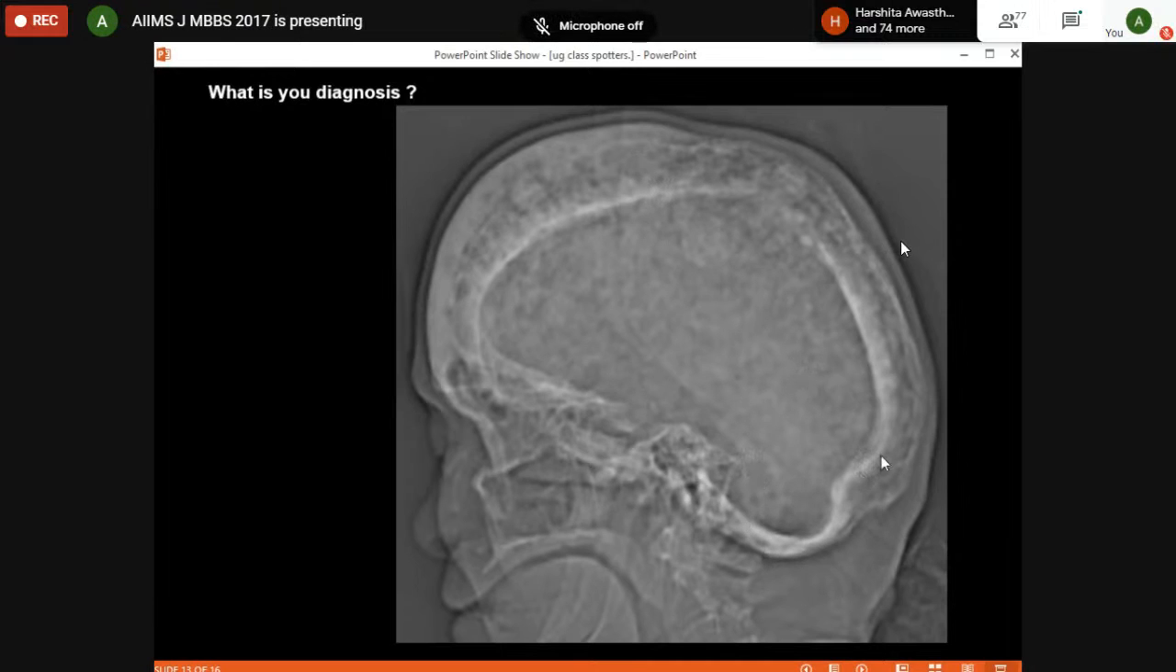All this occipital area is not very thickened. This part is much more thickened, okay? You can see that all these diploic spaces are widened. There are multiple fluffy kind of opacities, cotton wool if you may. So now you all can start guessing, I hope.